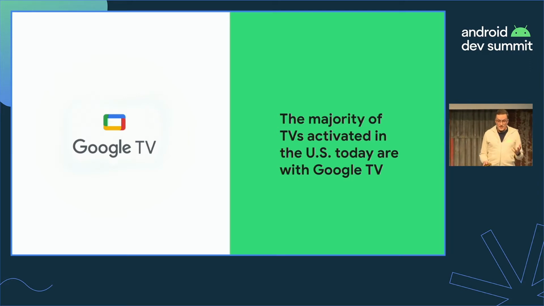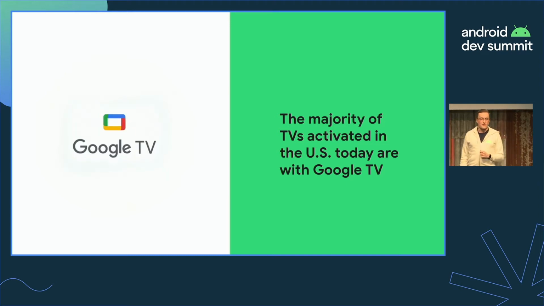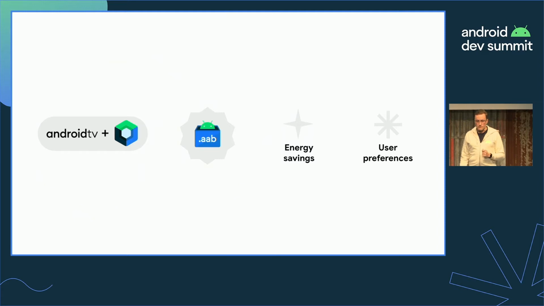Now, these are great numbers and it's incredible engagement, but how can we as developers make sure we're bringing the absolute best experience to our users in the living room? Let's take a look at a couple of great ways, starting with an update about Compose, seeing how app bundles relates to TV, and then some updates and best practices for energy savings and user preferences.